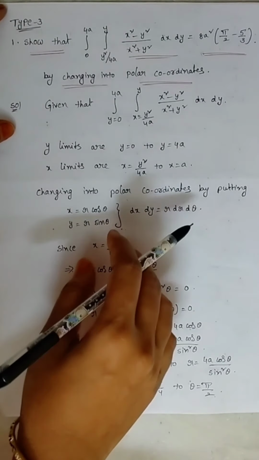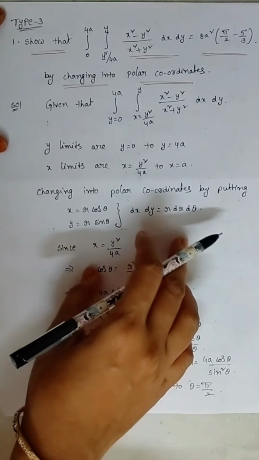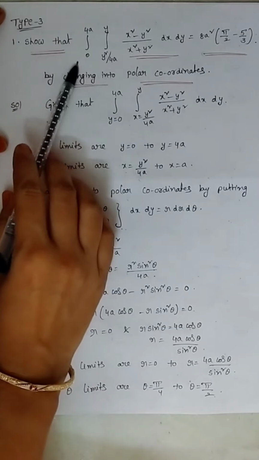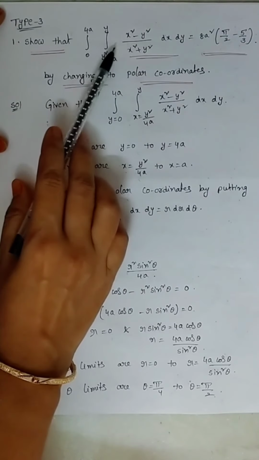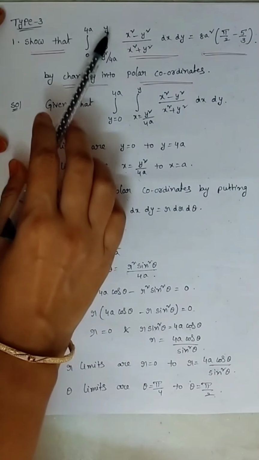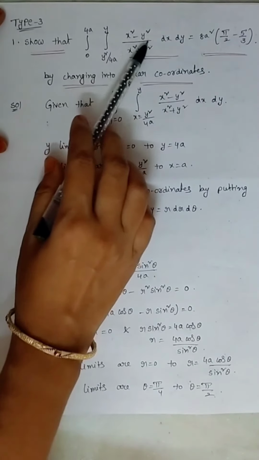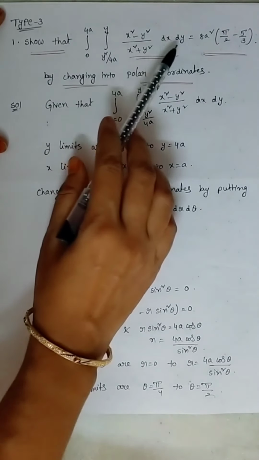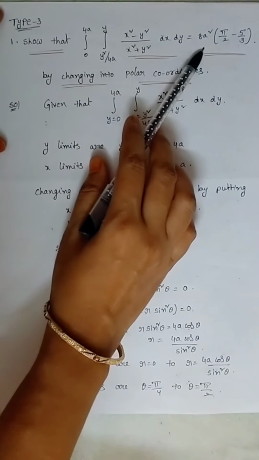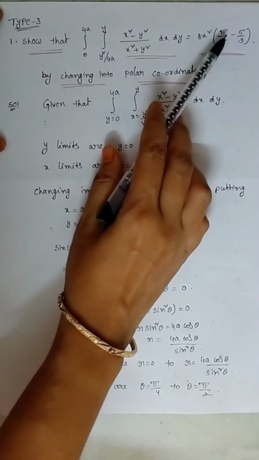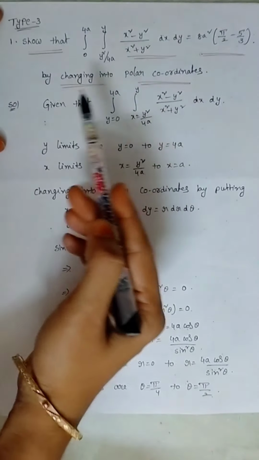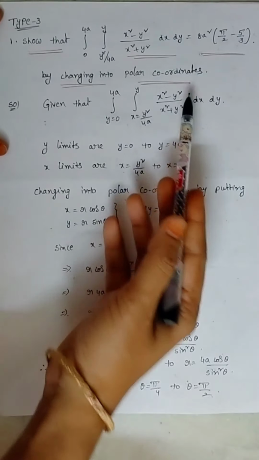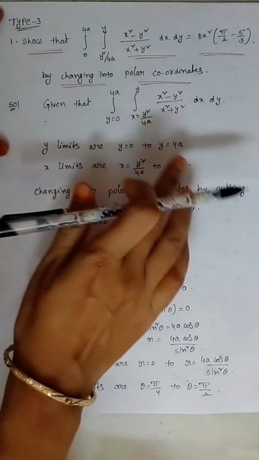Morning students, this is the continuation of polar coordinates type 3. Show that the integral from 0 to 4a and the integral from y square by 4a to y of (x square minus y square) by (x square plus y square) dx dy equals 8a square into (pi by 2 minus 5 by 3), by changing into polar coordinates. Very important problem and lengthy problem.